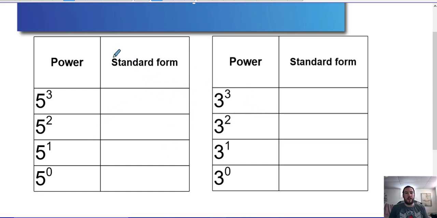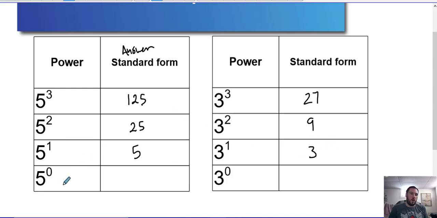So again, when we say write it out in standard form, what we're talking about is what's the answer after I do that repeated multiplication. So 5 to the power 3 is 5 times 5 times 5, which is 125. 5 to the power 2 is 25. And 5 to the power 1 is simply just 5. And again, if we look at 3, 3 to the power 3 is 27. 3 to the power 2 is 9. And 3 to the power 1 is 3.